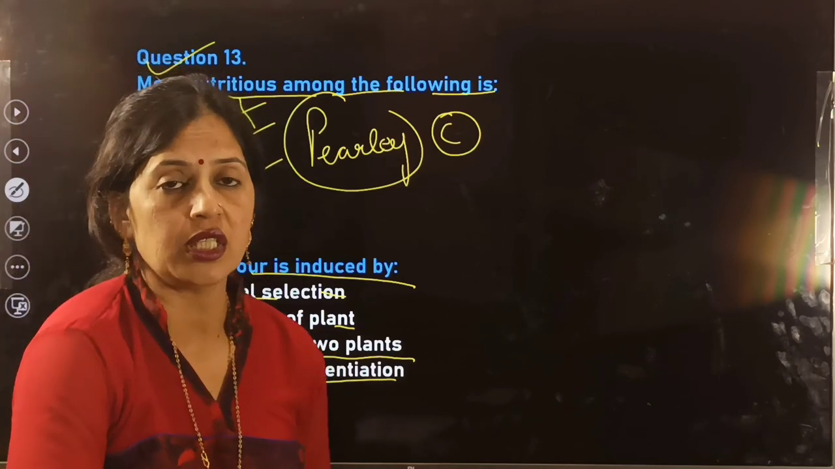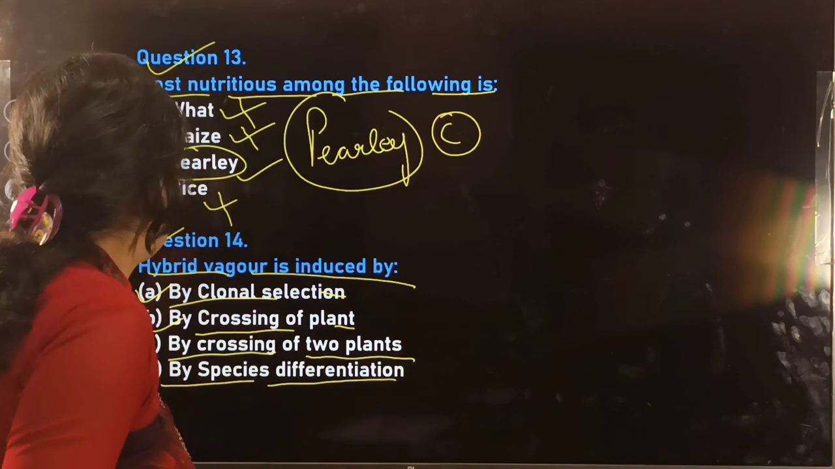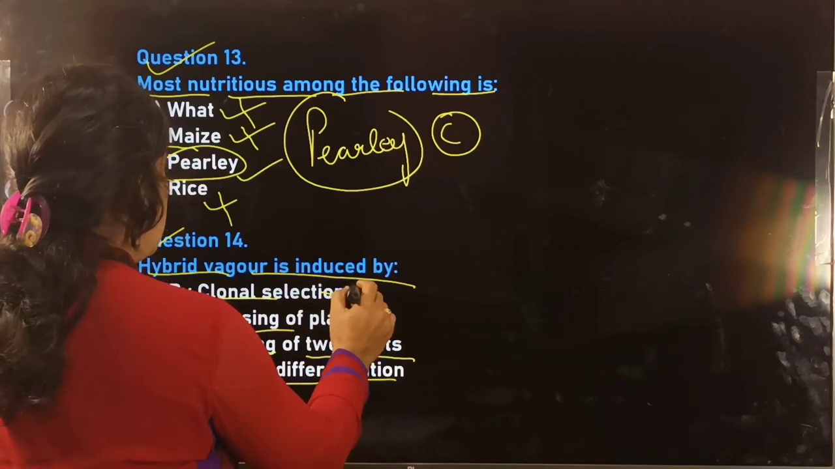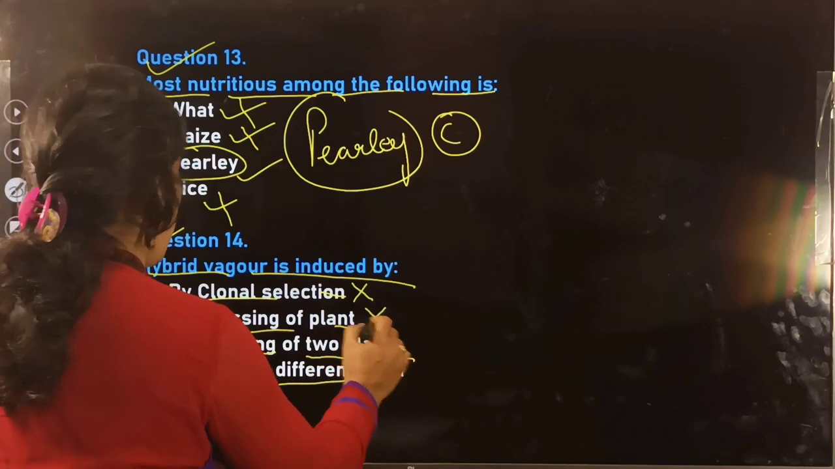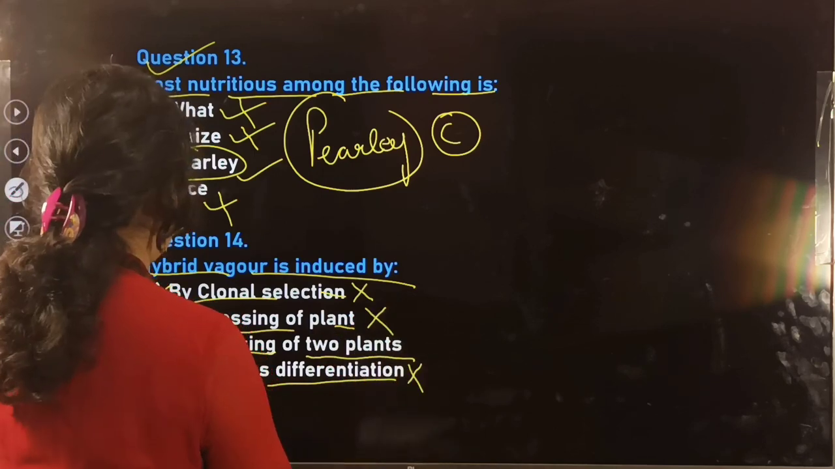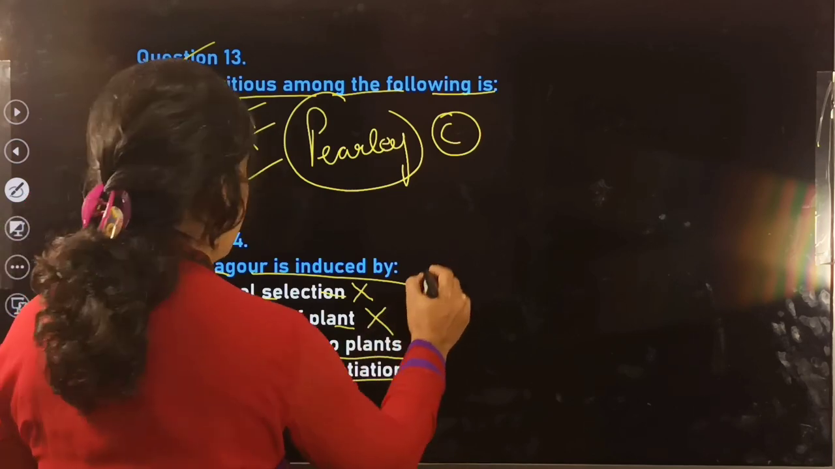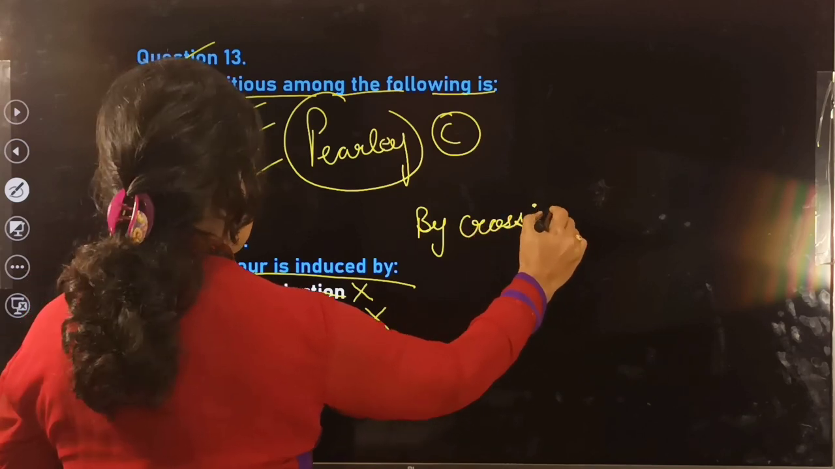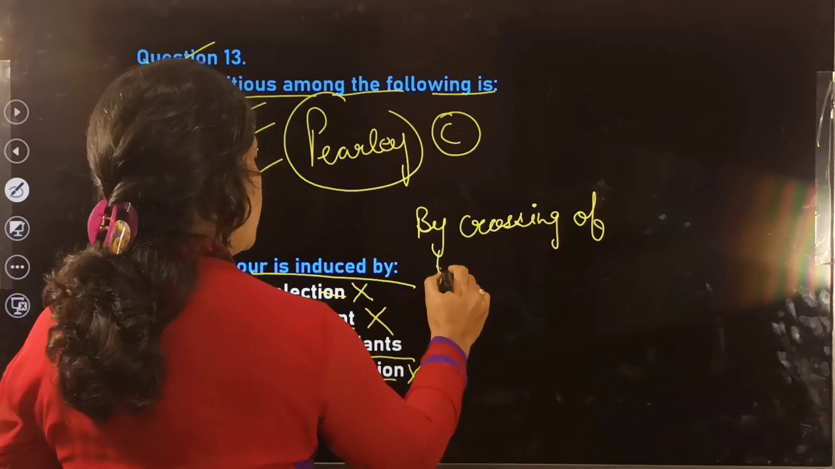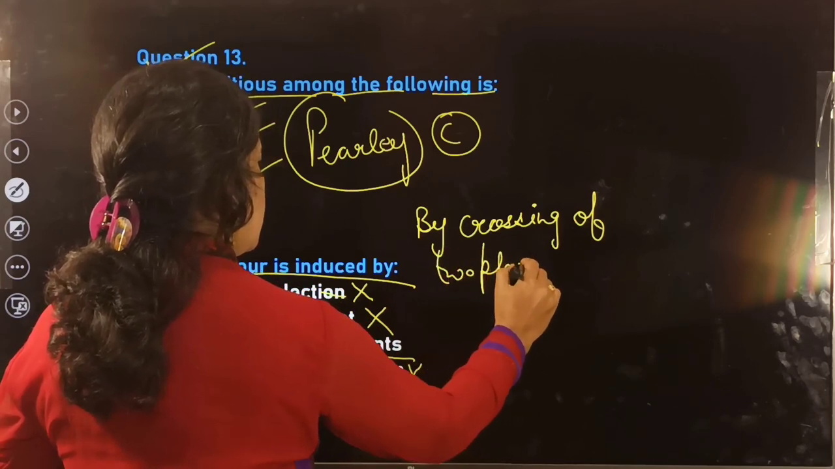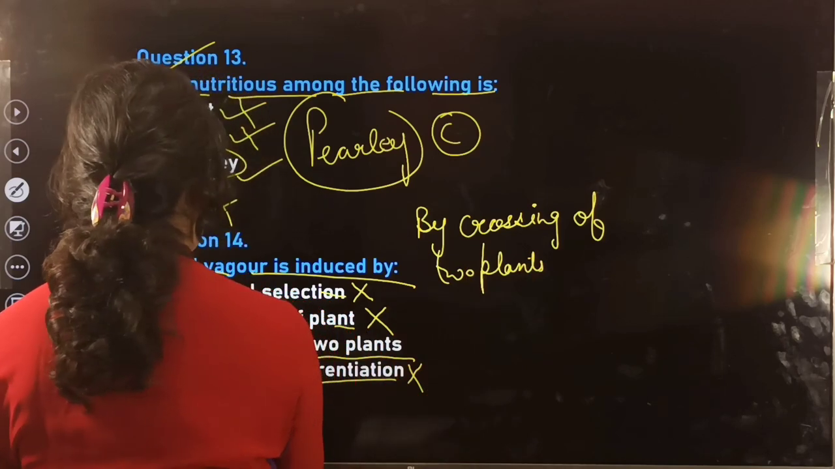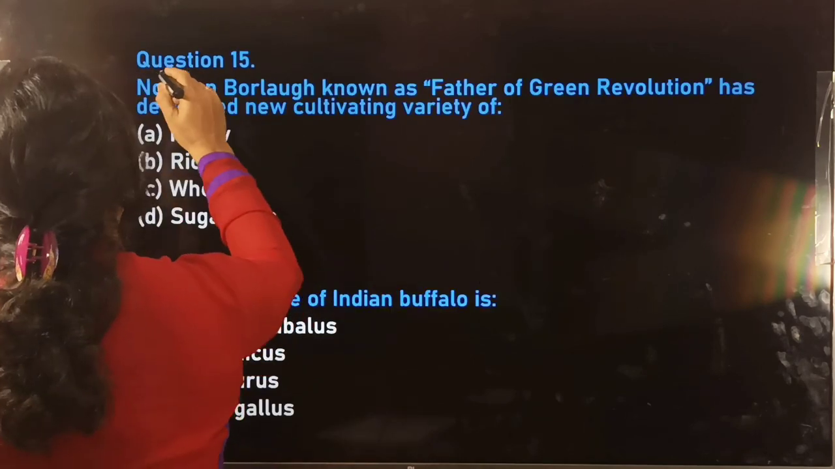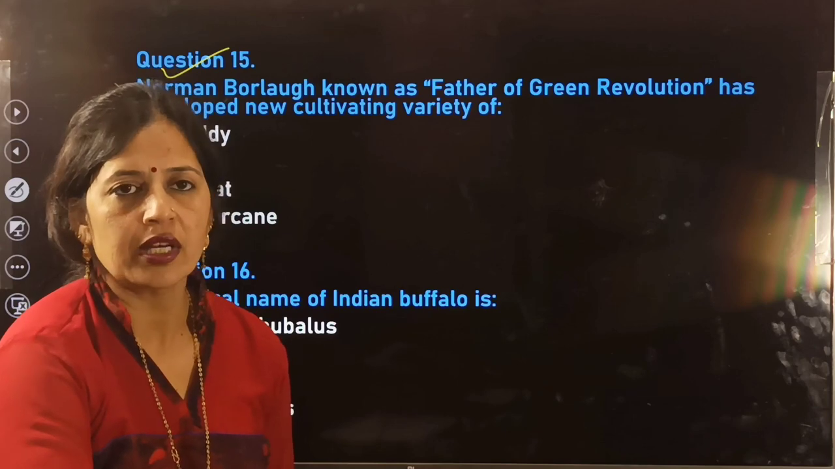Not 13, but question number 14. So hybrid vigor is introduced not by clonal selection, not by crossing of the plant, and even not by species differentiation, but hybrid vigor is introduced by crossing of two plants. So here option C is the right answer for the question number 14.